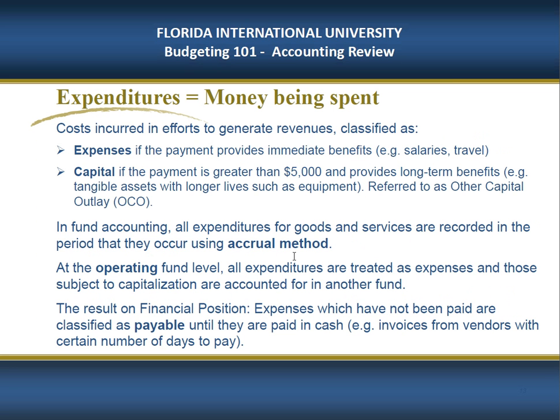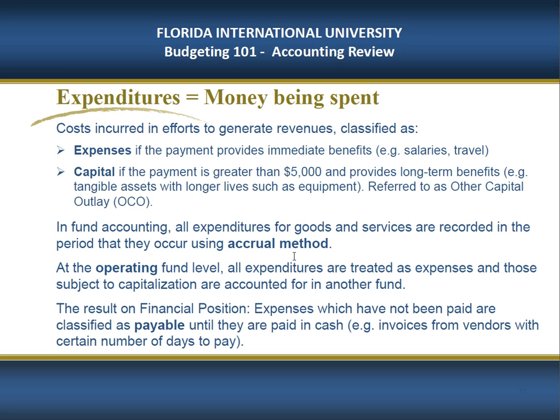Expenditures. Expenditures are monies going out the door. Monies that are being spent that help us actually generate revenue. Now, for those of you that are familiar with financial accounting concepts, there's two ways to treat expenditures. If we are making a payment for a good or service, and we've already received the benefit of that payment, we are going to expense those costs immediately. Here, examples would be salaries, travel, supplies, utilities, those type of items.